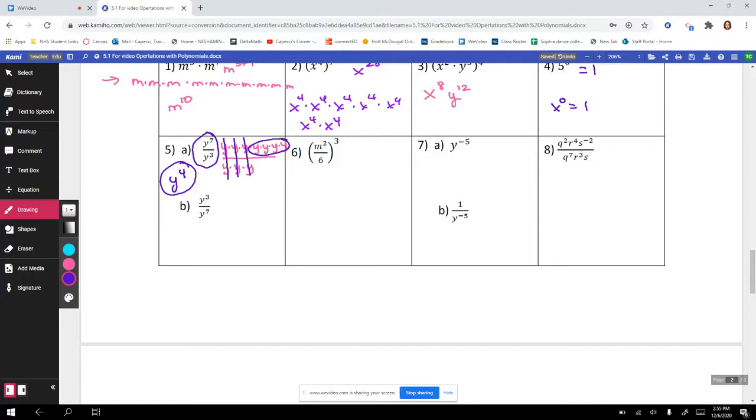Letter B is the opposite. I have more on the denominator. So what the answer here is going to be is 1 over y to the 4th. 7 minus 3 gives me 4, and there's more in the bottom.